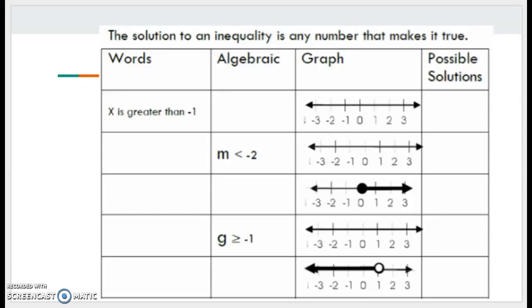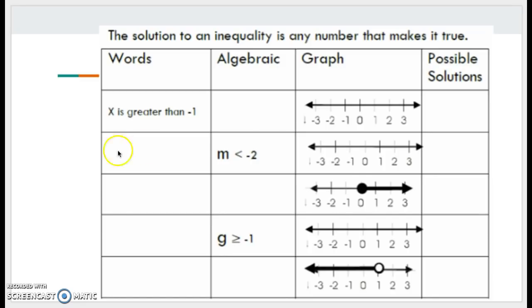The solution to an inequality is any number that makes it true. We can represent inequalities in words, we can represent it in algebraic notation, we can graph it, we can also list possible solutions, because an inequality, if you remember, is not a single solution, it is an infinite number of solutions. So let's look at our first example on the list here.